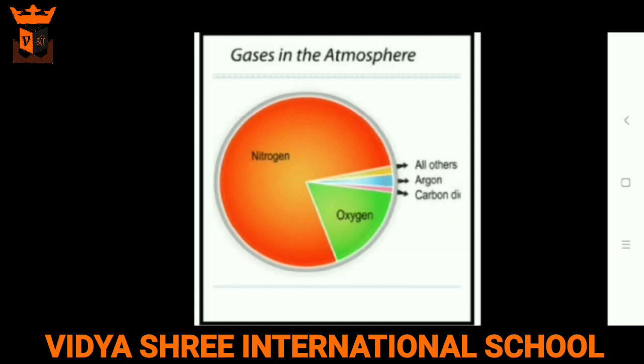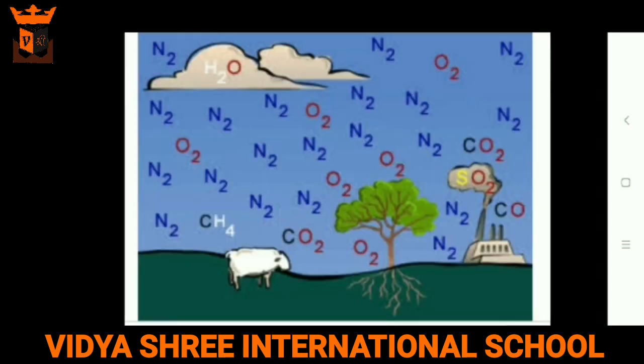This pie chart gives you the percentage of different constituents of air. Let's learn about nitrogen gas first. Nitrogen is the most plentiful gas in the air. When we inhale, we take some amount of nitrogen into our lungs and exhale it. But plants need nitrogen for their survival.